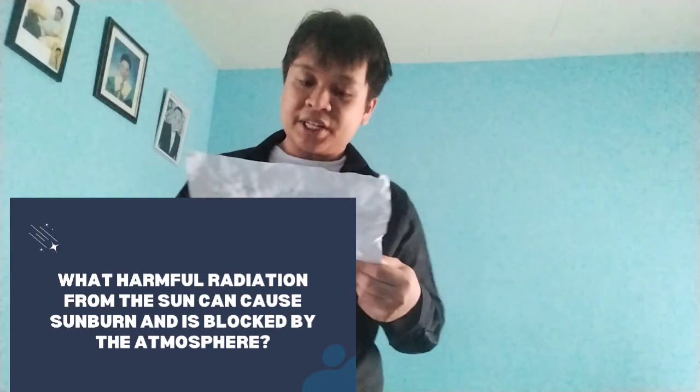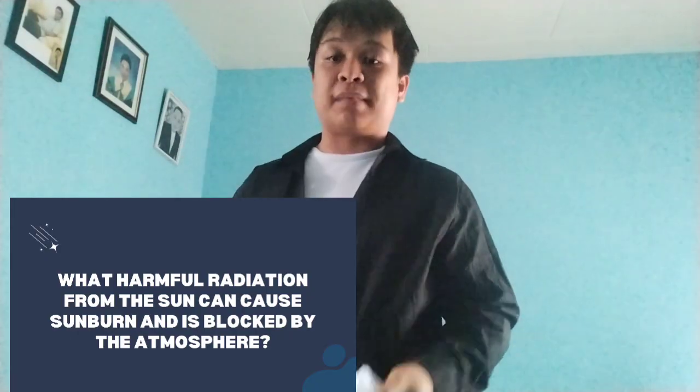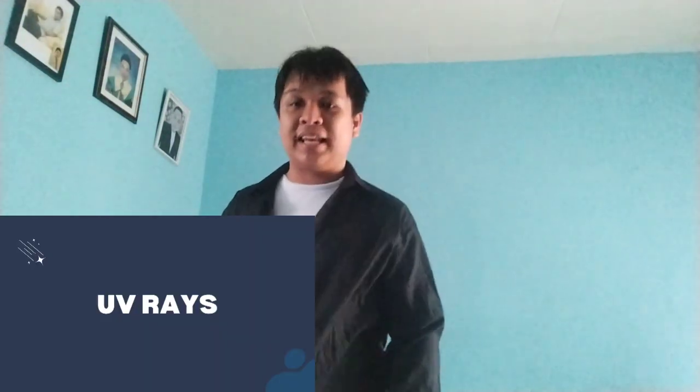Okay, the music stops again and it landed to Mr. Ihas. Okay, Mr. Ihas, can you read the question aloud so that your classmates can hear? Okay, so the question is, what harmful radiation from the sun that can cause sunburn and is blocked by the atmosphere? Okay, very good. It is the UV ray or the ultraviolet ray.